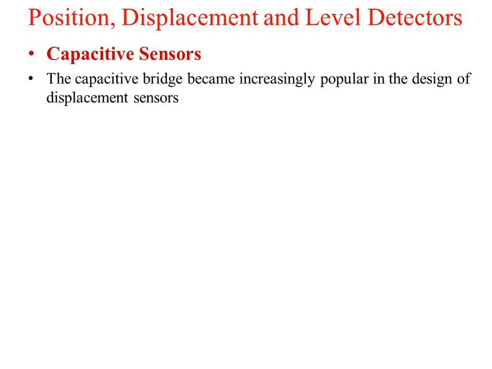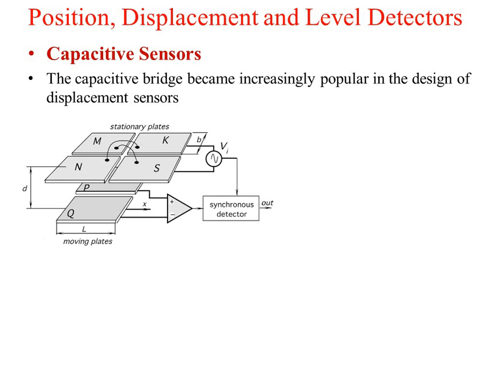The capacitive bridge has become increasingly popular nowadays in the design of displacement sensors. Now you can see that there are 4 plates. Let us consider, we start with this one: this is 1, 2, this is 3, and this is 4. These are the 4 plates which are fixed, the stationary plates, and there are 2 plates which are moving.